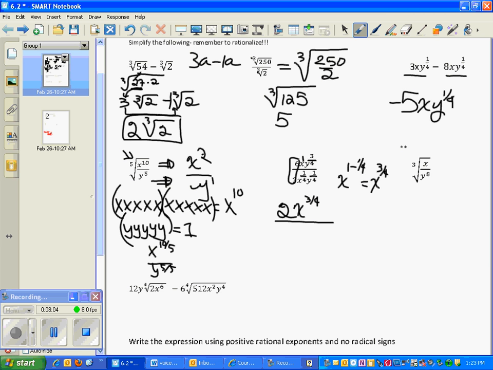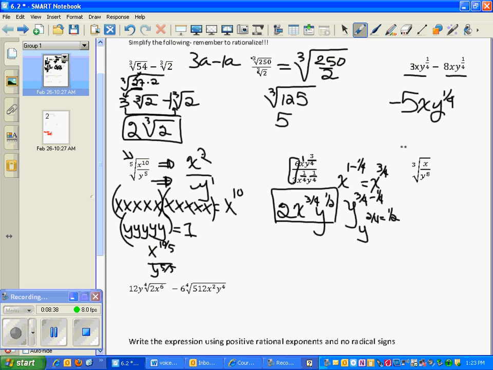Correct? Are you following this? Then on my y's. Y to the 3/4 minus 1/4 is going to be y to the 2/4, which is 1/2. And it stays on top also. Nothing's on the bottom, exactly. If any answer had turned out negative, Rachel, we would have dropped it down below, correct? Okay.